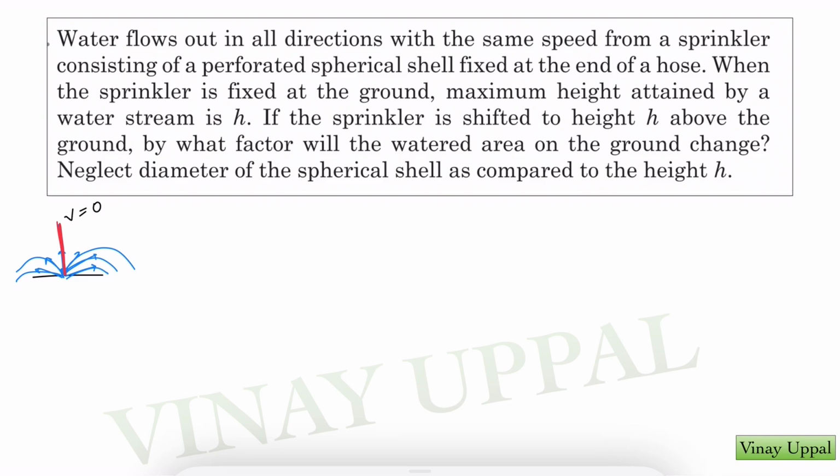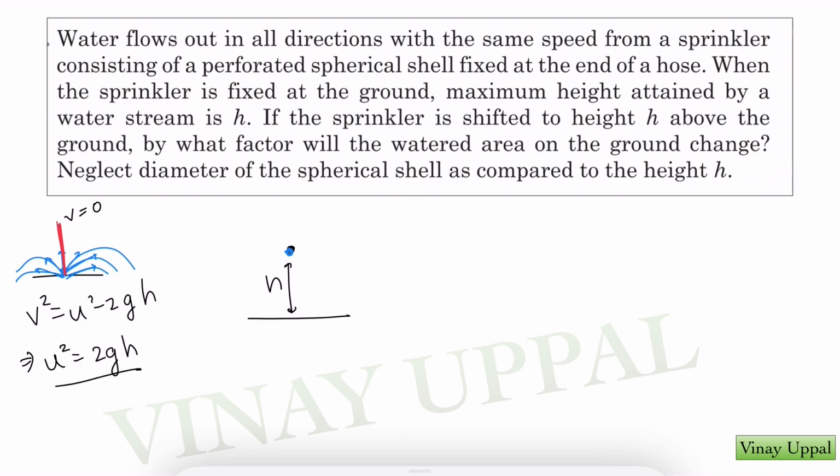The final velocity at the highest point will be 0. So I can simply write v squared is u squared minus 2gh. I know v is 0. So the initial speed would be equal to root of 2gh. Right? So this is one relation that we are going to use. Now the sprinkler is shifted to a height h above the ground level.